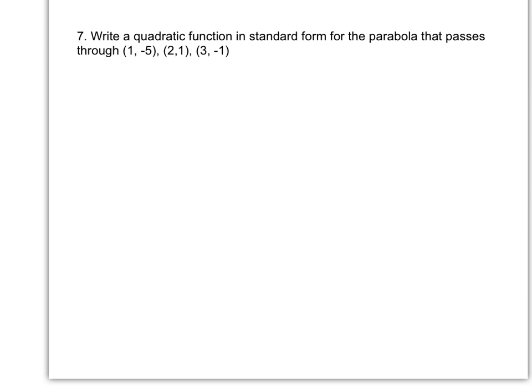Okay, so this is the back page of notes 6.5. You are writing a quadratic function in standard form for the parabola that passes through (1, -5), (2, 1), and (3, -1). Okay, so we want it in standard form, which is y equals ax squared plus bx plus c.